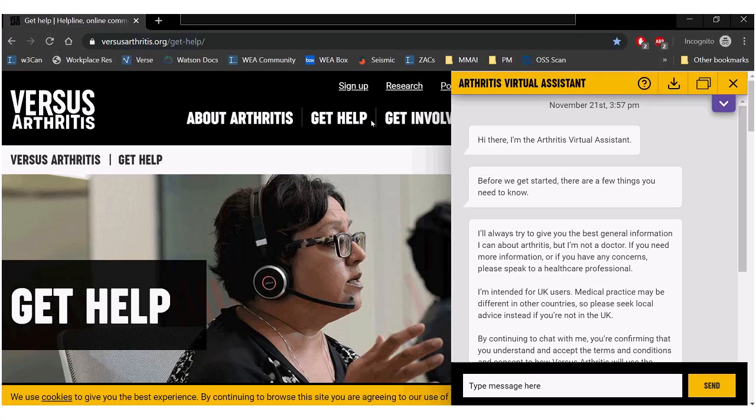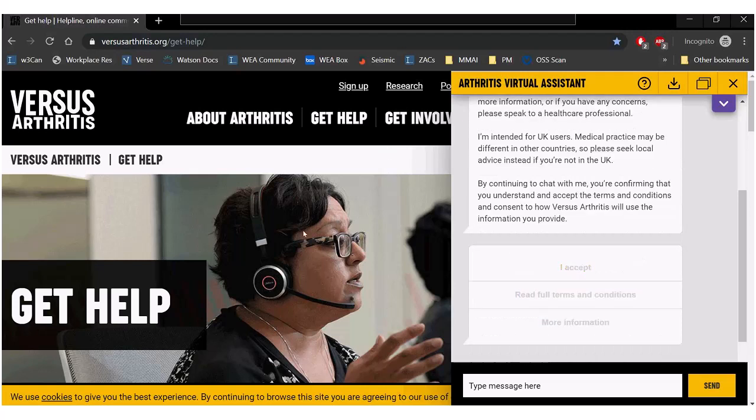Sorry. Sure, no problem. And so right now I'm going to show you a very short demo. This is the versusarthritis.org. They're an organization in the UK. This is a purely informational bot, and it's really driven to help users who are struggling with arthritis and need a little bit more information.